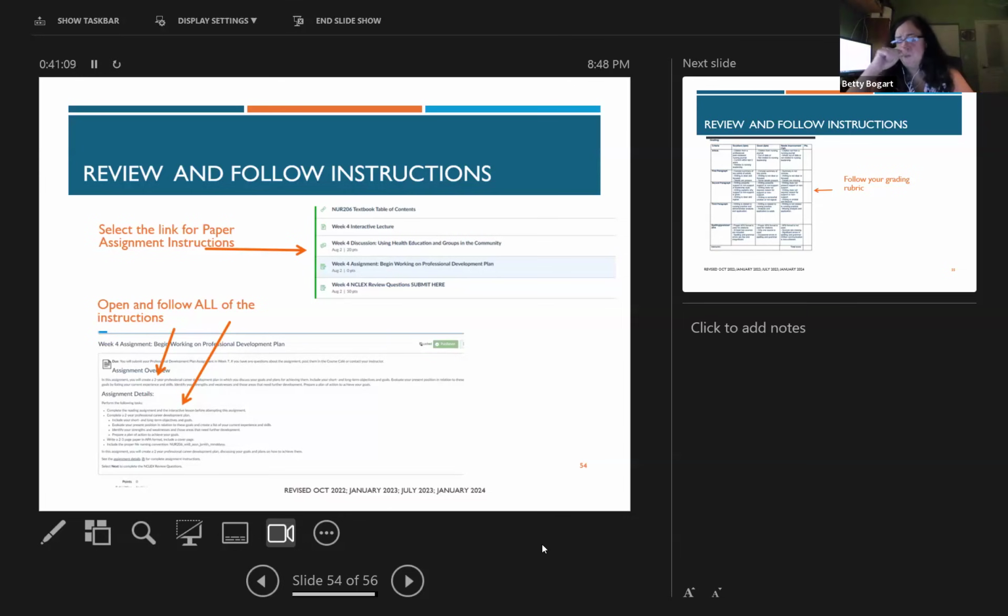So first part, the paper. It's only 250 words, but it must be in APA. That means I want a title page. I want to have references, and it must be in APA format with citations in it. If you don't know what that means, let me know. I can send you information. Purdue OWL is a website that's perfect to do your APA.